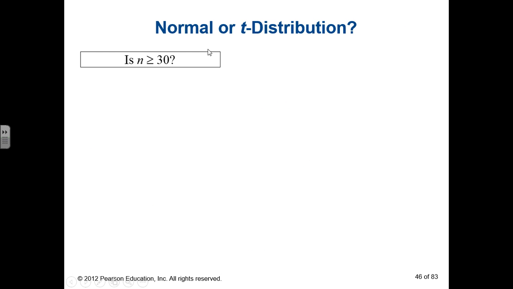So when do we use the normal or the t-distribution? This flow chart is in your e-text, or it's also here on this PowerPoint. It's a good PowerPoint to star, so you can look at it to decide whether we're using the information we learned in 6.1 and using the normal distribution, or this information we're learning right now in 6.2 and using the t-distribution. The first question to ask is, is n greater than or equal to 30?